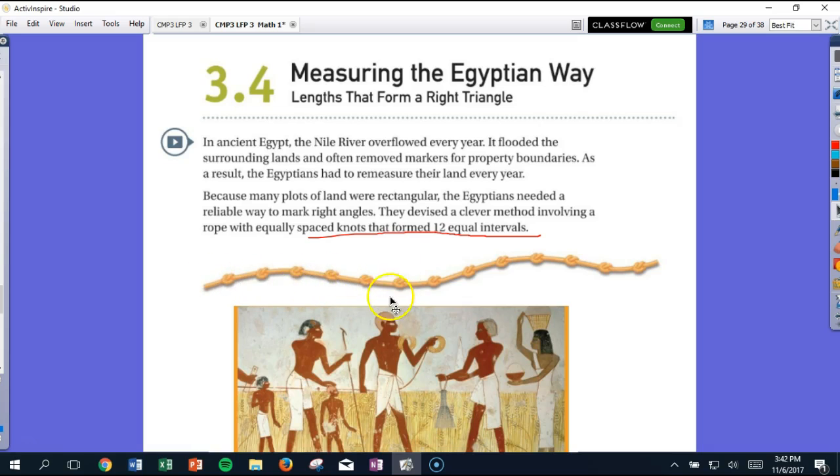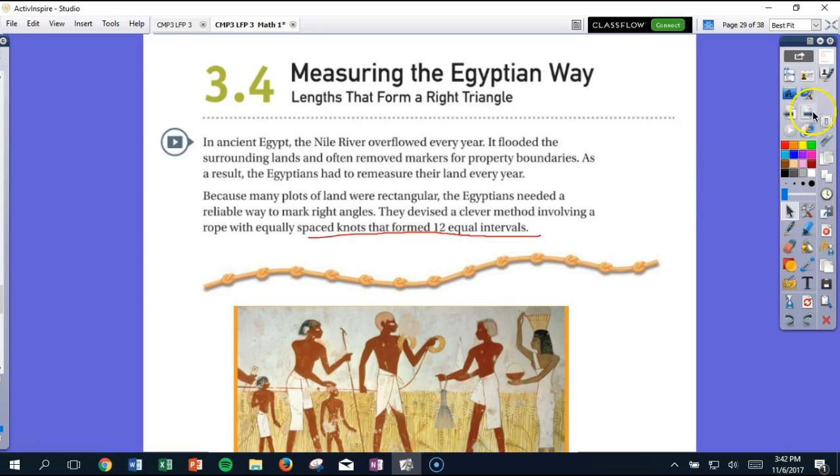Well, 3, 4, 5, if we turn that into a triangle, makes a perfect right triangle with a side length of 3, a side length of 4, and a side length of 5. And 3 squared plus 4 squared equals 5 squared, or 3 squared is 9, plus 4 squared is 16, 9 plus 16 equals 25. We found that out in investigation 3.1, filling out our table.